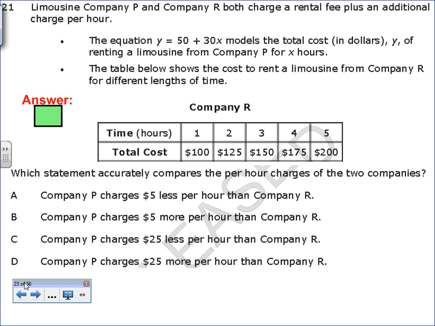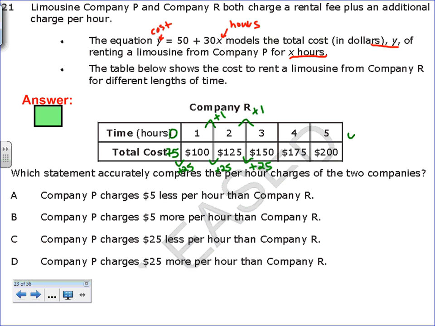Okay, so x represents hours, and y represents the cost in dollars. It says the table below shows the cost to rent a limousine from company R for different lengths of time. So the first thing I'm going to do here is figure out what's happening, which is plus 1. Every time I add an hour, the price goes up $25. And if I were going to work backwards, what number when you add 25 goes to 100?